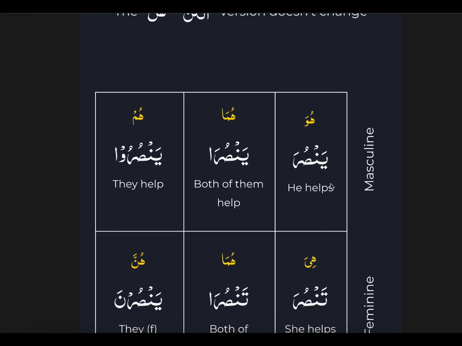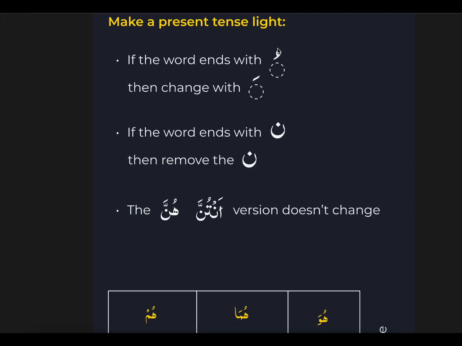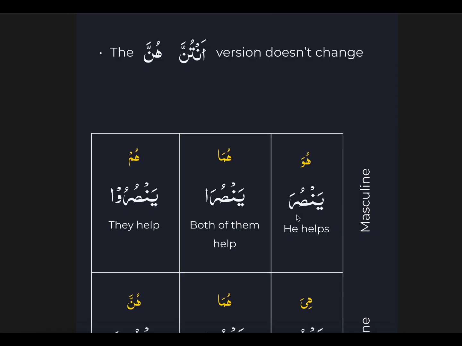We know the huwa version is yansuru. Yansuru means he helps. But if I want to make the word yansuru light, how do I do that? I just told you, if we have a u ending, we just get rid of the u and replace it with a. So yansuru becomes yansura. Just replace it with a.